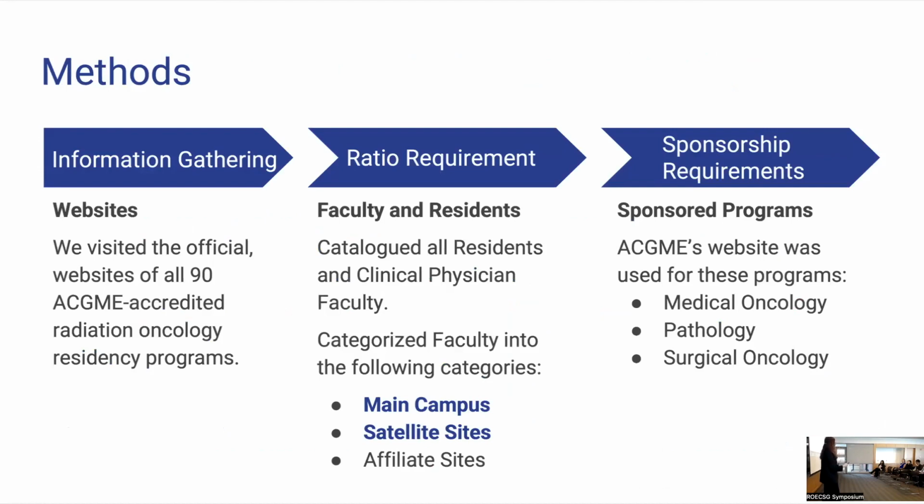And for methods, we gathered the information by going to the official residency websites for all the 90 accredited radiation oncology programs, and we cataloged all the residents and all the clinical physician faculty, and then we categorized the faculty into 3 subgroups: main campus, satellite sites, and affiliate sites. We primarily focused on main campus and satellite sites, and most programs didn't seem to list affiliate sites, so that didn't have much impact on the data. And the ACGME website was also used to cross-reference for the radiation oncology residency programs with sponsorship of medical oncology, pathology, and surgical oncology.